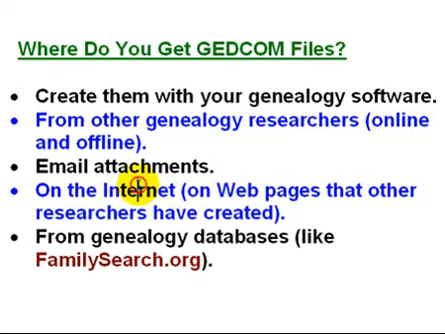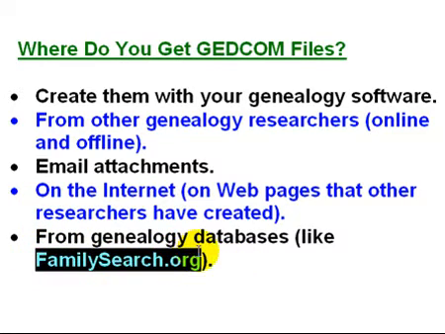And on the internet. And by this I mean on web pages that other researchers have created. Like the GEDCOM file that had 24,000 names, that was from Michael Ragan on a personal web page that he created. And he also ran a Ragan genealogy group. And a big one is from different genealogy databases that are online on the internet, like FamilySearch.org. That's a good one.